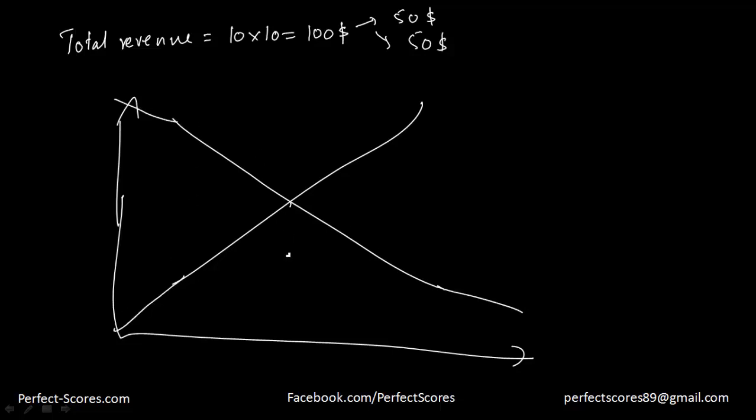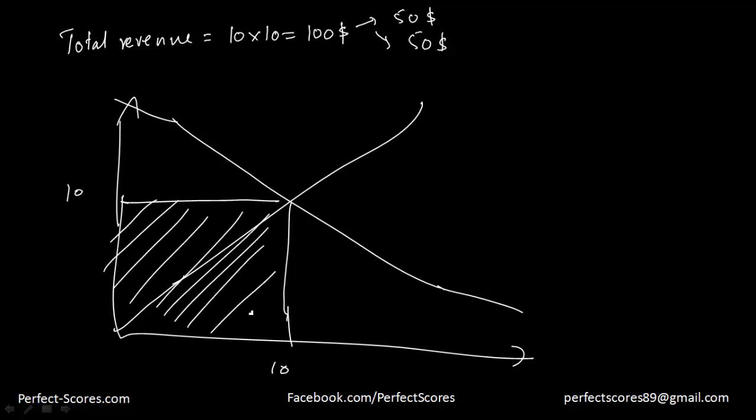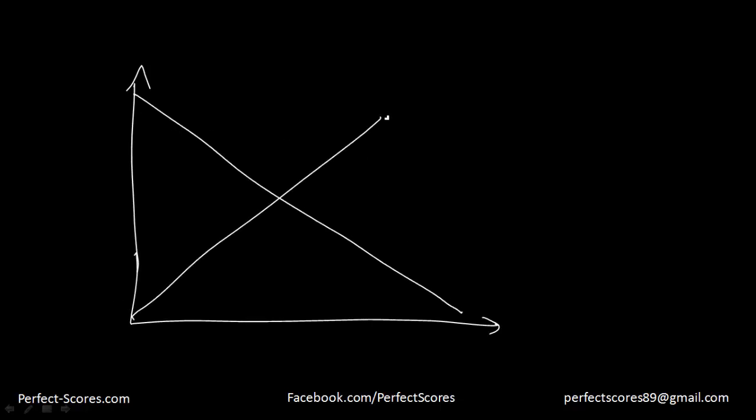Just going to extend that curve. So this is 10 here and this is 10 here, right? So this actually represents the total revenue. You can also represent this total revenue in a different way. You can consider this triangle to be here. Let's suppose that this over here is the total revenue, because this was 20, this was 0, and this was 10.